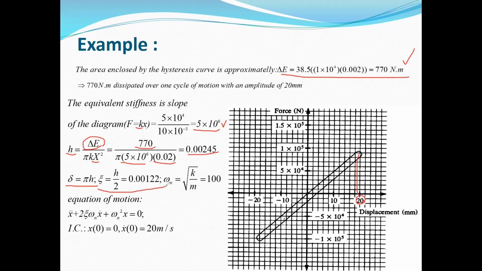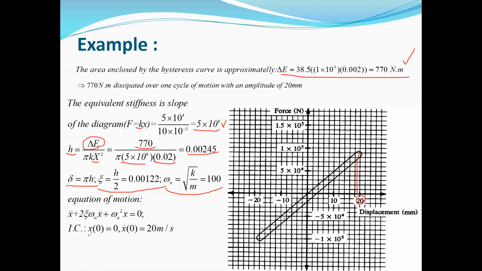Damping ratio is H divided by 2, and the natural frequency is equal to the square root of K divided by M. So now we have this data, and we can form the equation of motion for this structure. In standard form, it is x double dot plus 2 zeta omega n x dot plus omega n squared x is equal to 0, and there is no external force, so the right hand side is equal to 0.